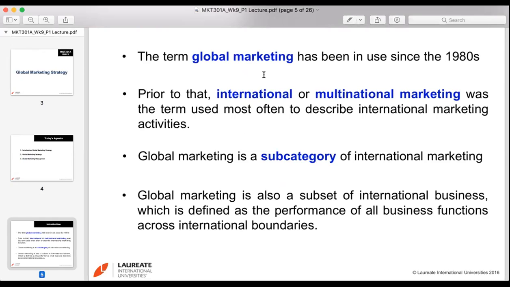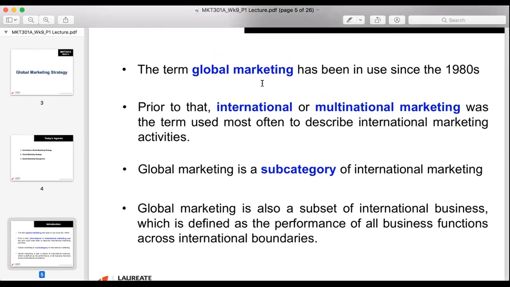Now the question is, what are the criteria to declare that a company operates globally? When they do export business, let's say they ship products to certain countries, would we be able to claim that this company performs global marketing activities? There is a bit of discussion about that, and normally people use sales as one of the criteria. If the majority of the sales come from overseas markets, we can claim that it is a global marketing company.